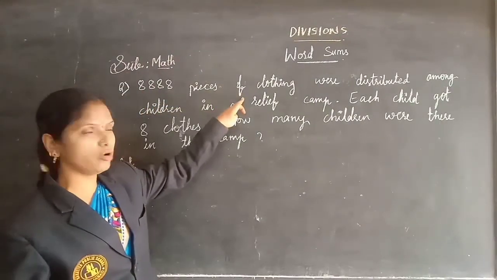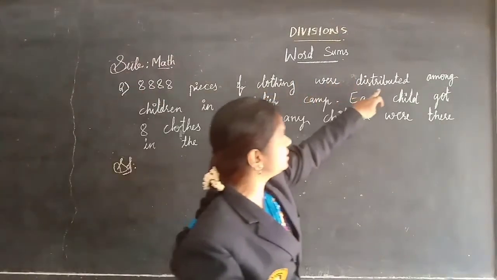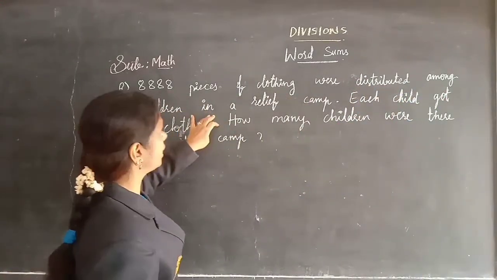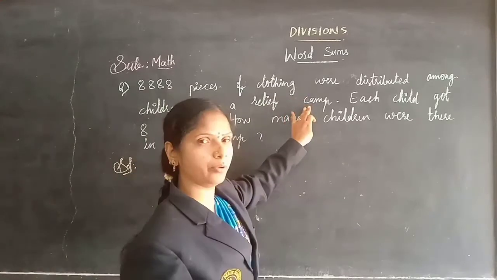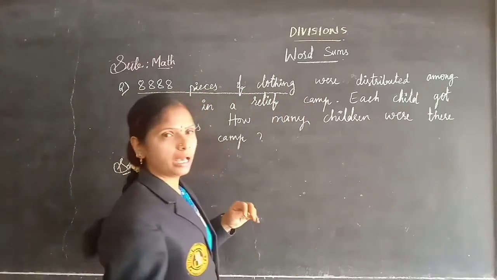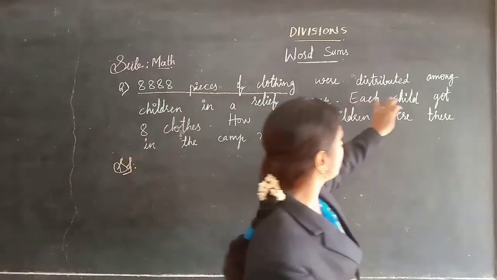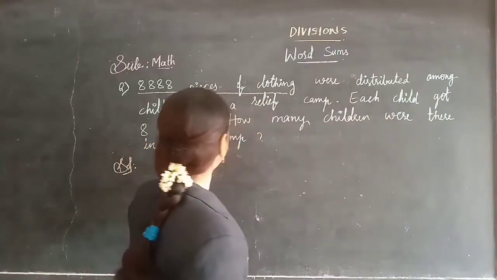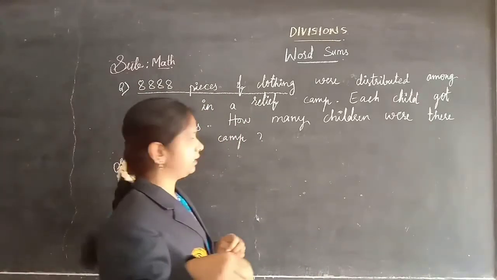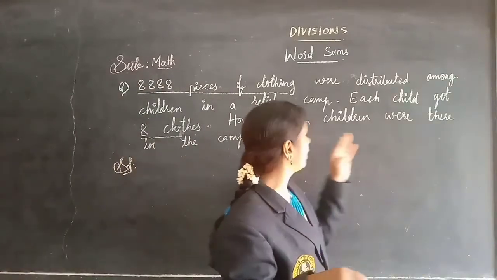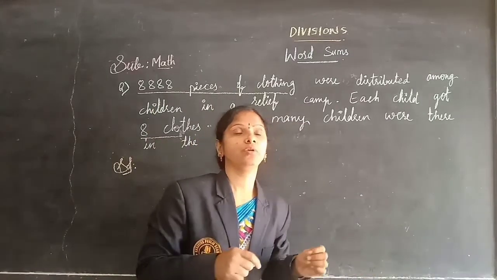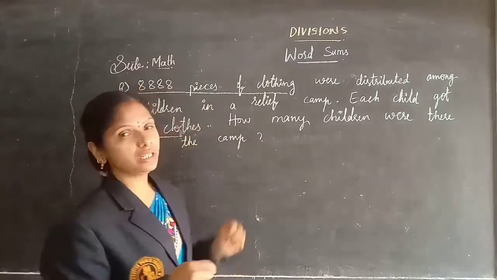8,888 pieces of clothing were distributed among children in a relief camp. Okay, these many pieces of clothes are distributed, children, among some children. Each child got 8 clothes. So one child got 8 clothes. So how many children were there in the camp? We need to find the number of children to whom these clothes were distributed.